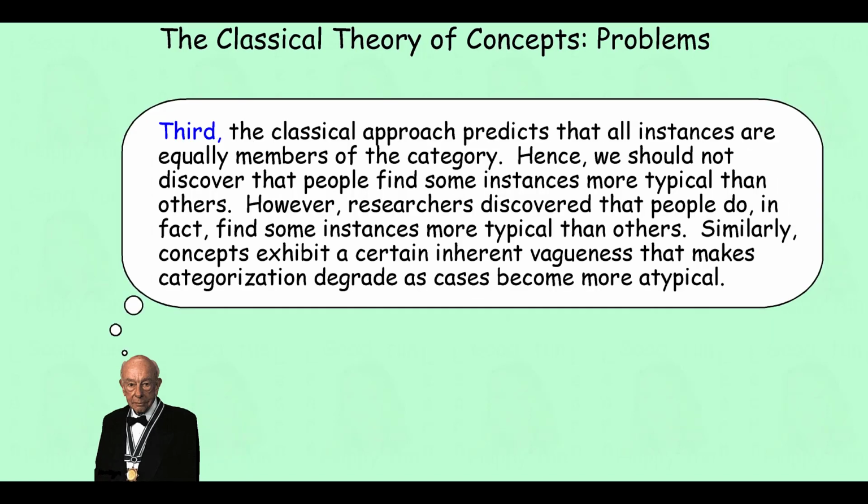Third, the classical approach predicts that all instances are equally members of the category. Either you're in the category or you're not, and once you're in, everyone is the same. Hence, we shouldn't discover that people find some instances of categories and concepts more typical than others. However, researchers discovered that people do, in fact, find some instances more typical than others.